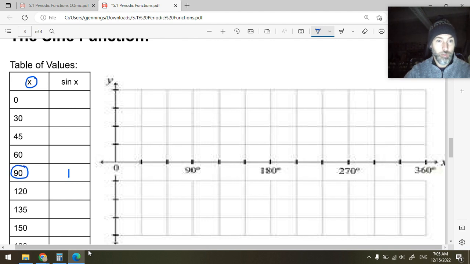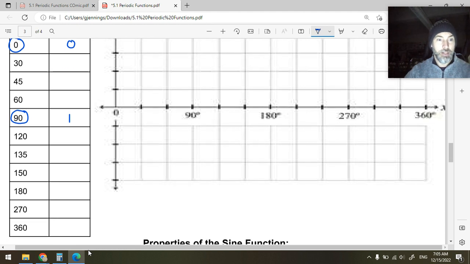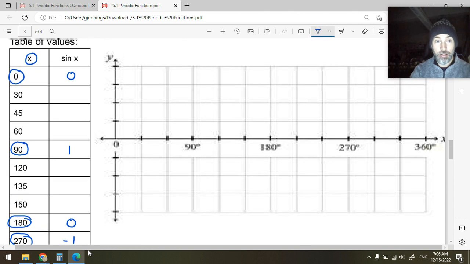The value of sine x is 1 there. When x is 0, the value of sine x is 0. We saw that when x was 180, the value of sine was, again, 0. And at 270, the value of sine is at its minimum, -1. At 360, well, we're back to 0 degrees. 360 is the same as 0. It's back to 0. Okay, so those are some really key points to have on our table.